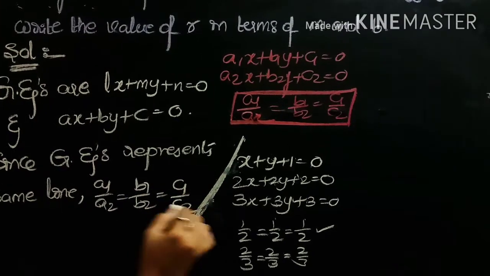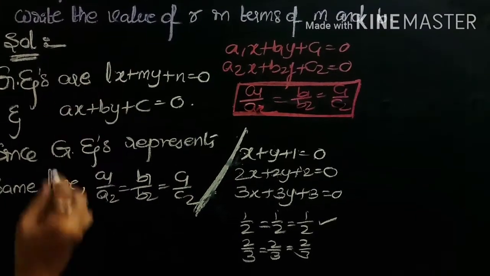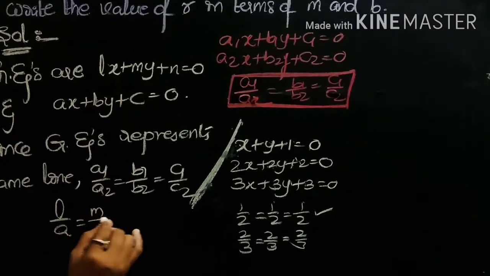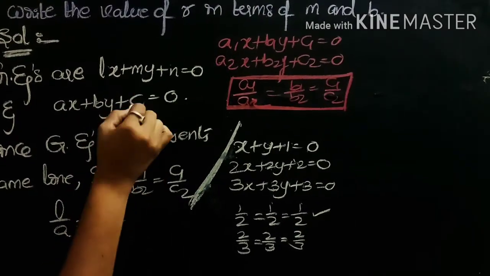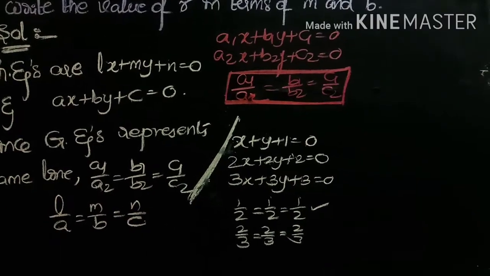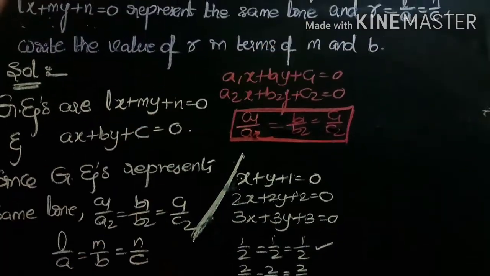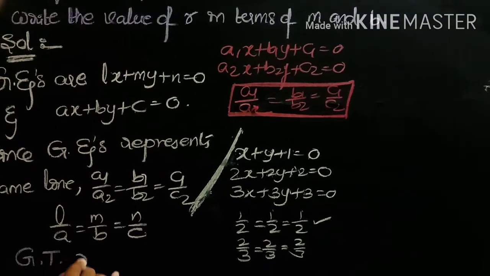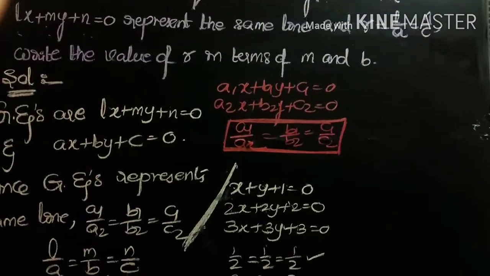Now replacing the values. What are a1, a2? x coefficients. l by a is equal to b1 by b2, y coefficients. m by b is equal to c1 by c2, constants. n by c. And already given that r is equal to l by a is equal to n by c. That is the given value.